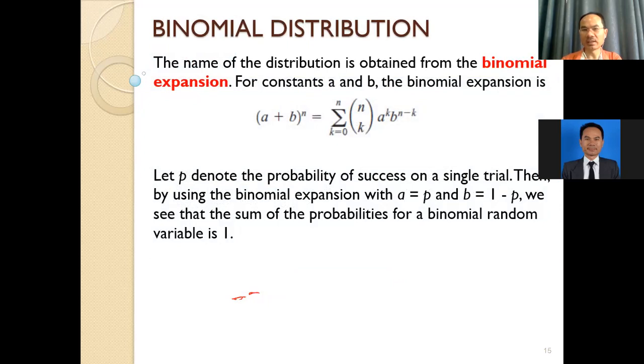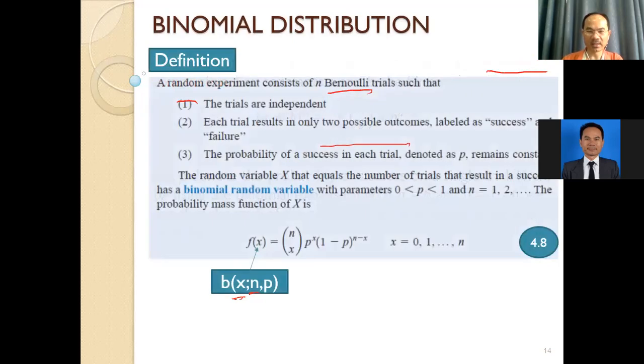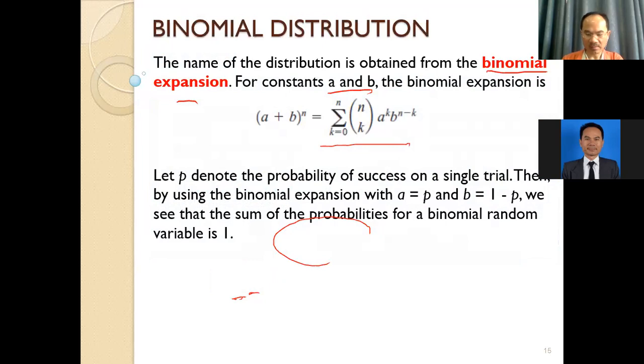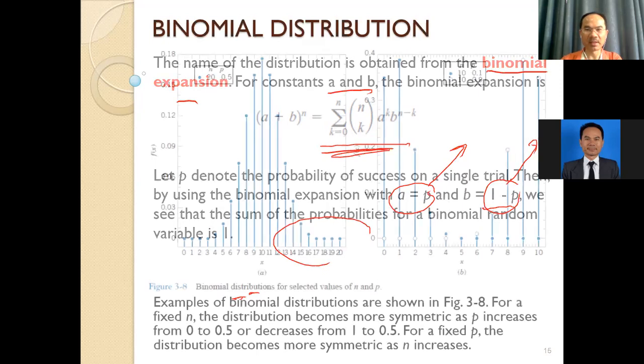Sometimes you can use the binomial distribution in terms of binomial expansion. For constants a and b, (a plus b) to the power n equals the summation of these terms. In this case, a equals p, the probability of success, and b equals 1 minus p, which means failure. P is the success probability, and 1 minus p is the failure probability. But in total it should be 1.